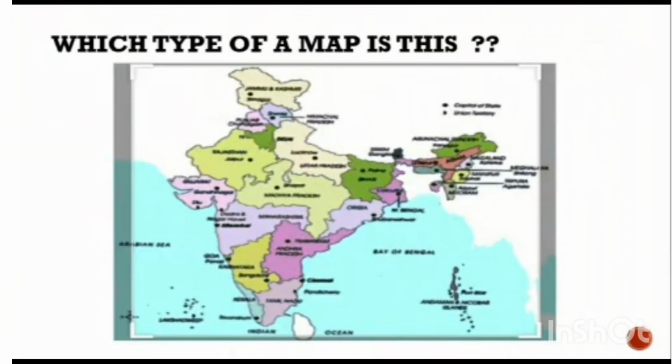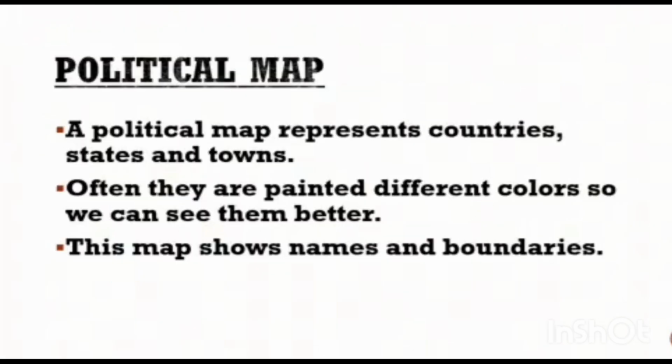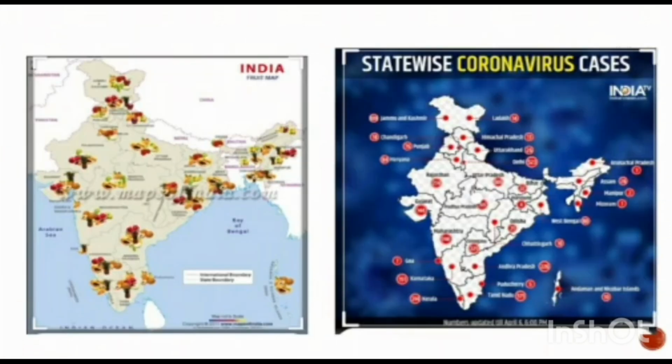Now this kind of map which we have seen earlier is known as the political map. A political map shows us the states, the cities, the country capital and city or state capitals, and different kinds of roads or areas. So here a political map represents countries, states and towns. They often are painted different colors so we can see them better. This map shows names and boundaries. So these maps consist of boundaries and names.